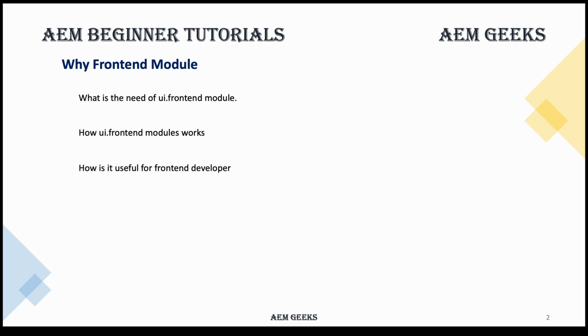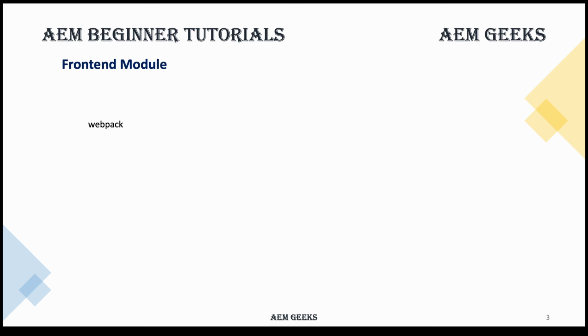So before we move on, you must have three questions. What is the need of this module, how it works and how it is useful for developers, specifically for the front-end developer. So this module uses Webpack. Webpack is the build framework and aem-clientlib-generator. This is the node module which is used to generate client library. It's good to have knowledge of these modules, but if you don't have, it's all right. I'll explain whatever needed for AEM project or front-end module.